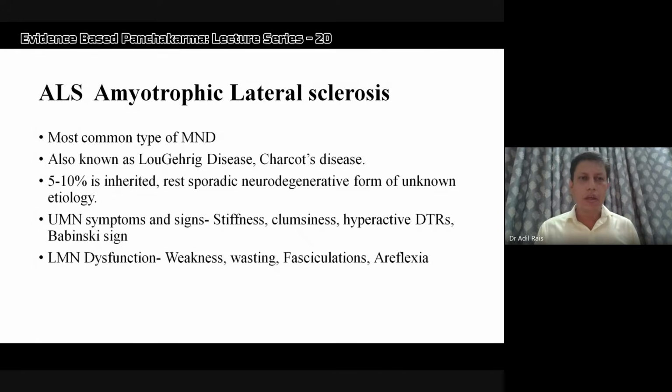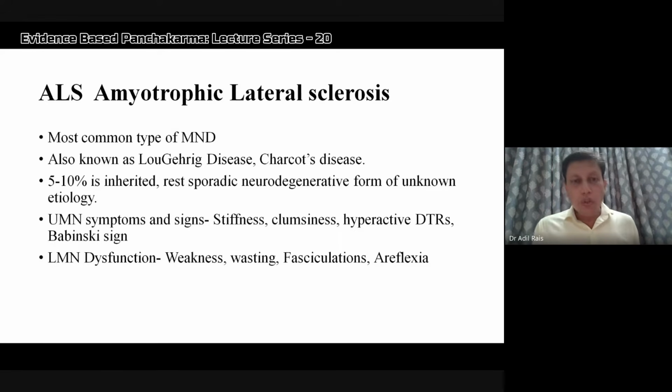Now coming to amyotrophic lateral sclerosis. From the name, we can understand that there is amyotrophy. Amyotrophy means loss of nutrition or loss of structure of the muscle. And since the lateral horn cells are involved, the word lateral is here. And sclerosis means there is hardening of the neuron.